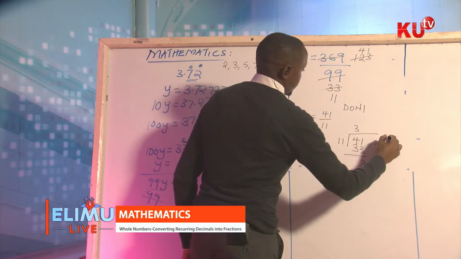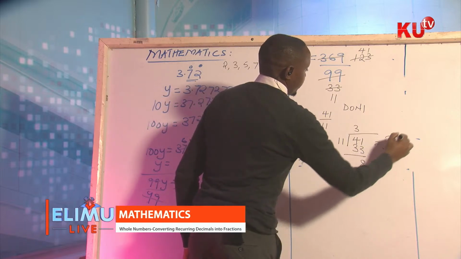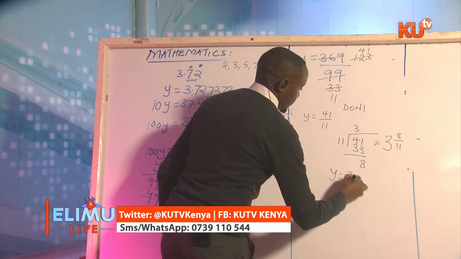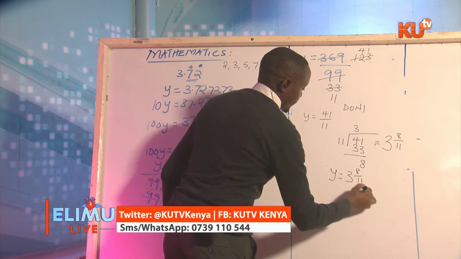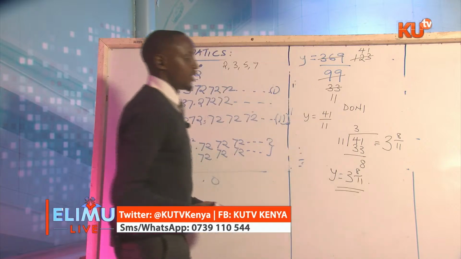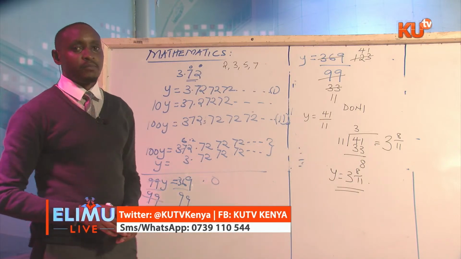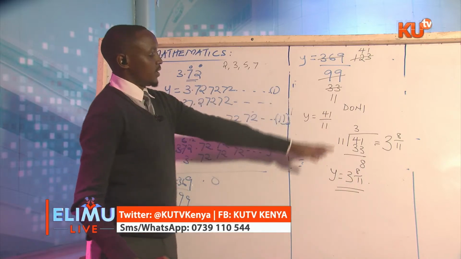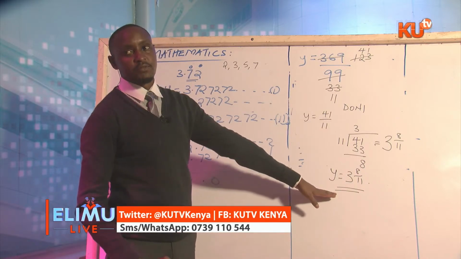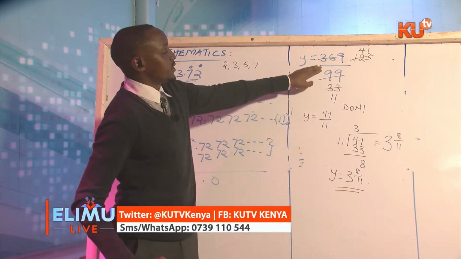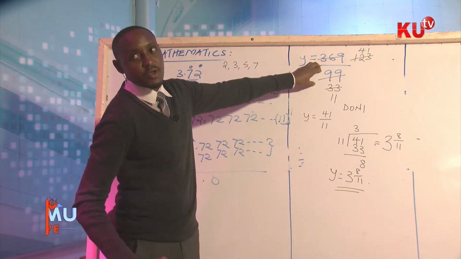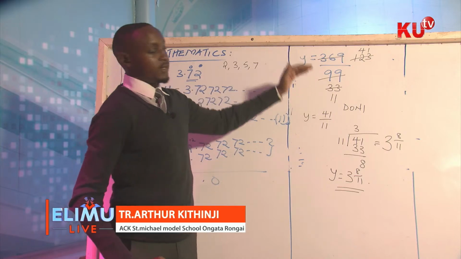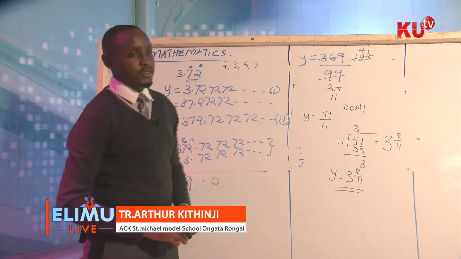So our fraction is 3 whole number, remainder 8 over 11. Therefore, our y is 3, 8 all over 11. So learners, you have to be very cautious. You have to also ensure that you leave your answer in the simplest form. Do not proceed to make this a mixed fraction before you simplify it first. So simplify first and then make it a mixed fraction.